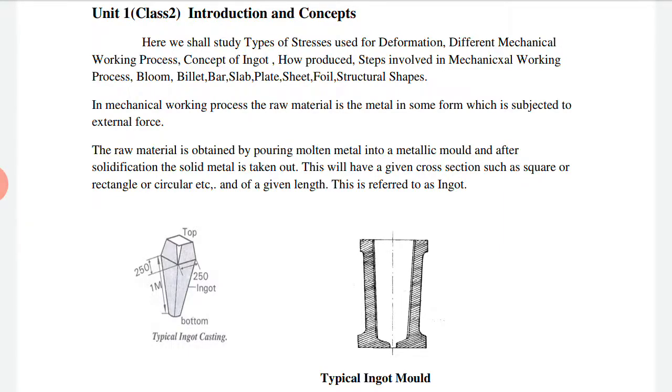In mechanical working process, the raw material is the metal in some form which is subjected to external force. The raw material is obtained by pouring molten metal into a metallic mold, and after solidification, the solid metal is taken out. This will have a given cross section such as square or rectangle or circular, etc., and of a given length. This is referred to as ingot.